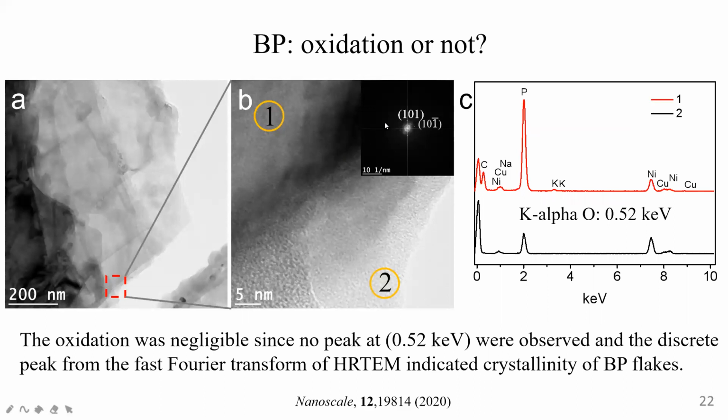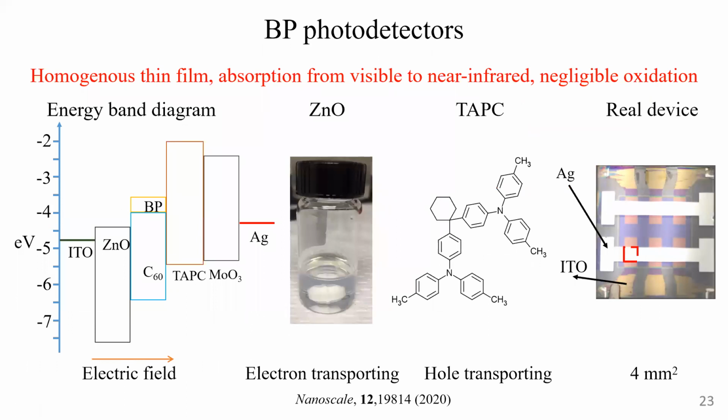And besides, the discrete peaks from the fast Fourier transform of the high resolution TEM indicate the crystallinity of the black phosphorus flakes. And with homogeneous thin films, absorption from visible to near infrared, and negligible oxidation, we have fabricated black phosphorus photodetectors.